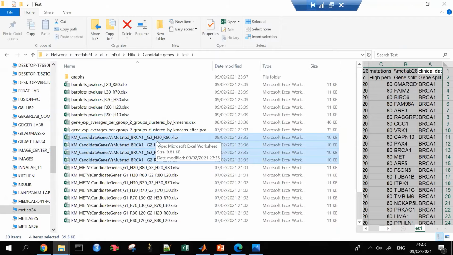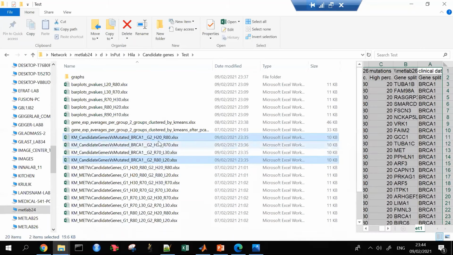We take 20% of patients with high expression in the candidate gene, which is denoted by G2, and the rest of the patients. Here it is split by high 30, low 70, high 70, low 30, high 80, low 20. Usually you will only need to look at these two files, high 20, low 20. Okay, and let's look at the graphs that we get.